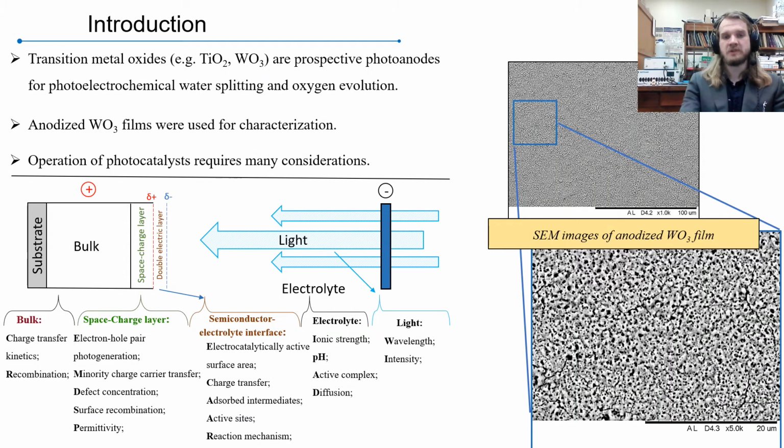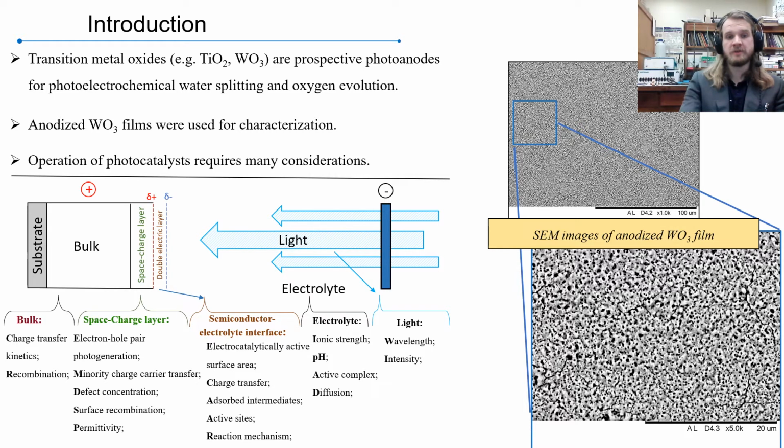Now, a short introduction. Transition metal oxides have many interesting electron photocatalytic properties, and amongst other things are being widely investigated as photoanodes for oxygen evolution. In this study, we obtained tungsten oxide films by anodization of tungsten in a fluoride ion electrolyte. The films are nanoporous, as shown by the surface morphology images on the right, and they are highly photoactive.